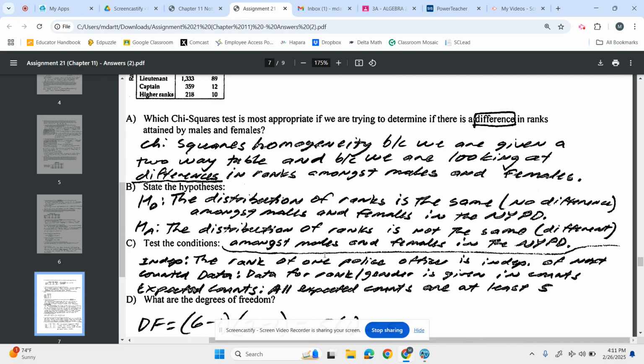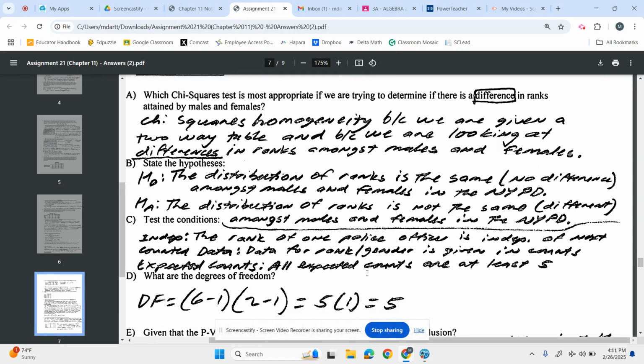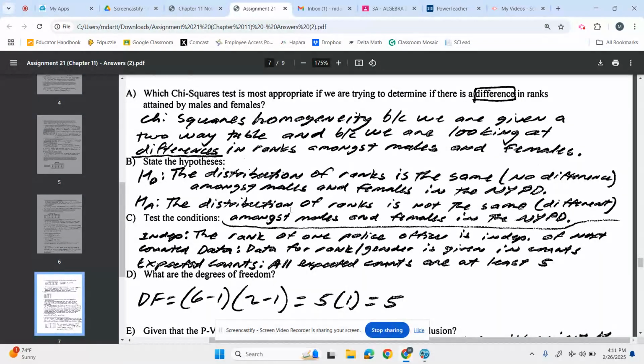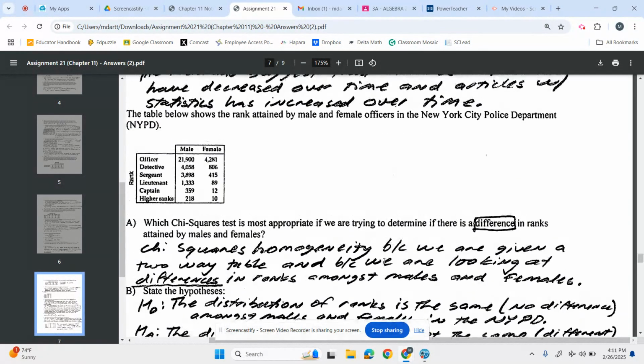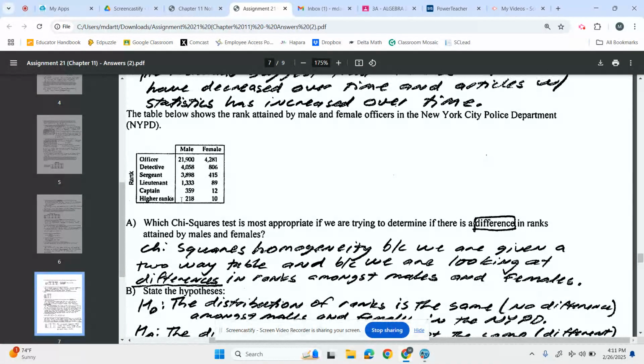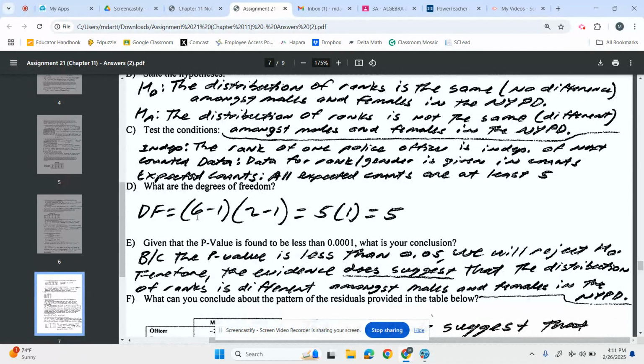So for independence, the rank of one police officer is independent of the next. The data was given as counts. They counted the number of each. And your expected counts are all at least 5. Now, I didn't calculate them. We could do that, but we would see that they actually all are at least 5. So what about your degrees of freedom? Well, if you have a two-way table, you use rows minus 1 times columns minus 1, which is what I did. 6 minus 1 times 2 minus 1, which is 5.